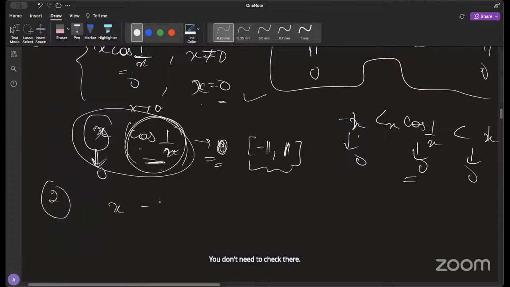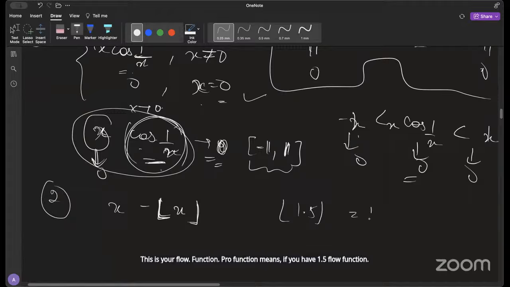And let's do this one, x minus [x]. This is your floor function. Floor function means if you have 1.5, the floor function gives you 1. From the previous question, we did it with the sandwich principle, or in general, you can do it both ways.